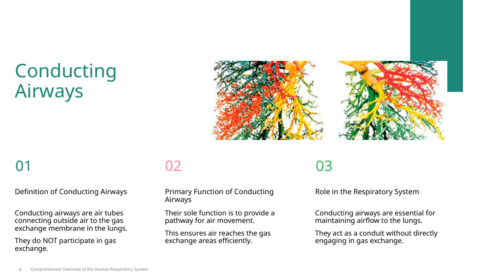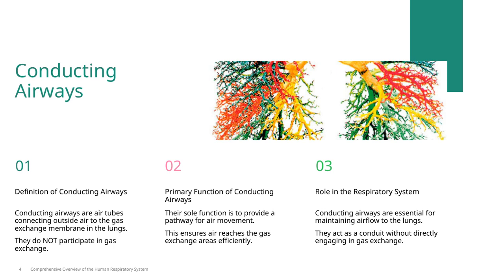Now, let's focus on the primary function of the conducting airways. Their main role is quite simple, but absolutely vital. They serve as a pathway for air movement. This means that their job is to make sure the air we breathe in reaches the gas exchange areas in our lungs efficiently and without any hassle.